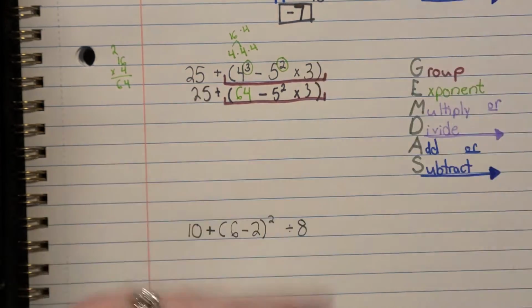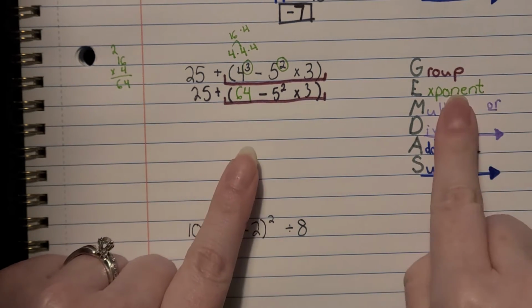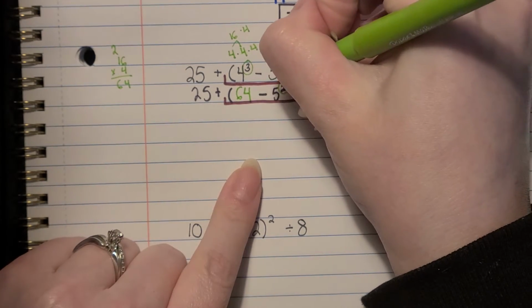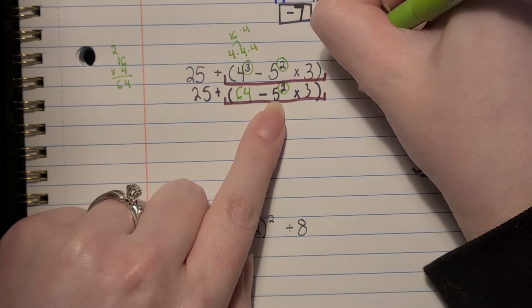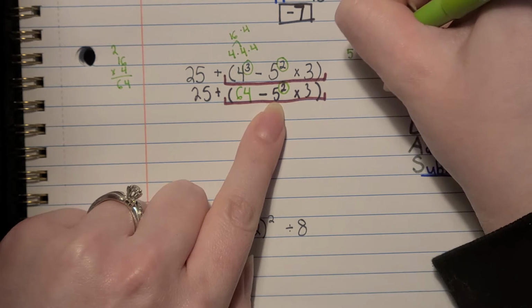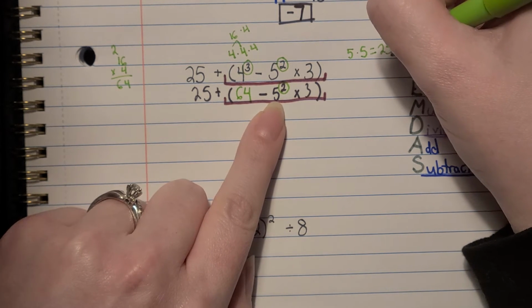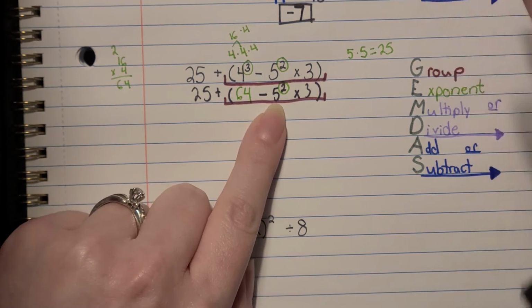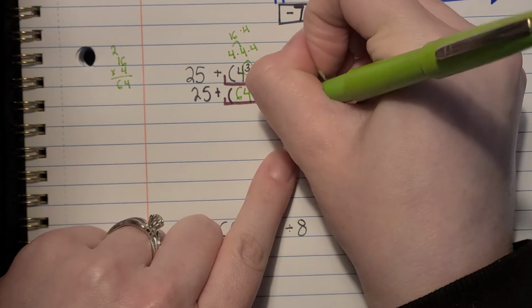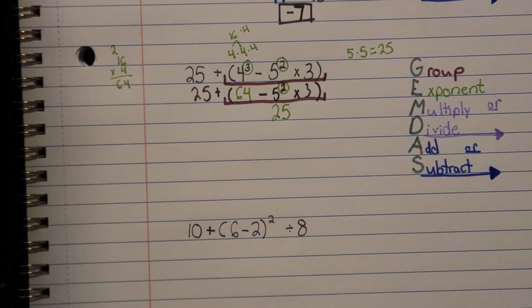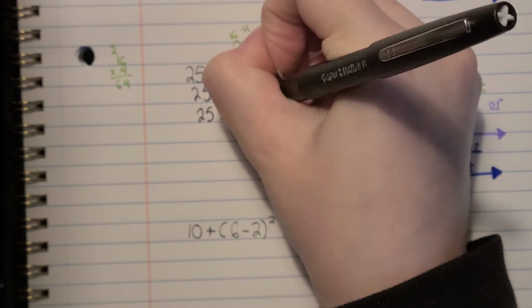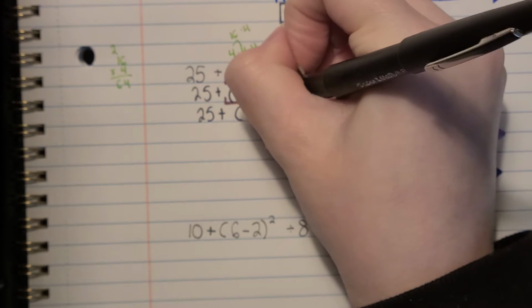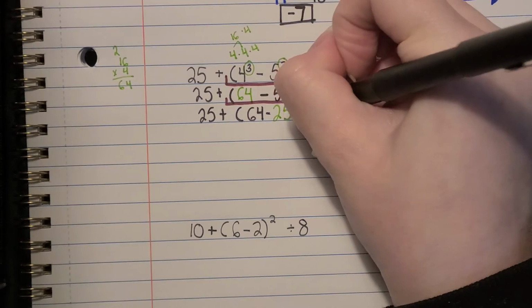And within our group, we have no other groups, but next on the list, we do have exponents. So this will be what we do next. 5 squared means you have 5 twice. I have 2 5s. 5 times 5 is 25. So down here, I'm going to put 25, and then drop everything else around it. So I have 25 plus my parentheses 64 minus 25 times 3.